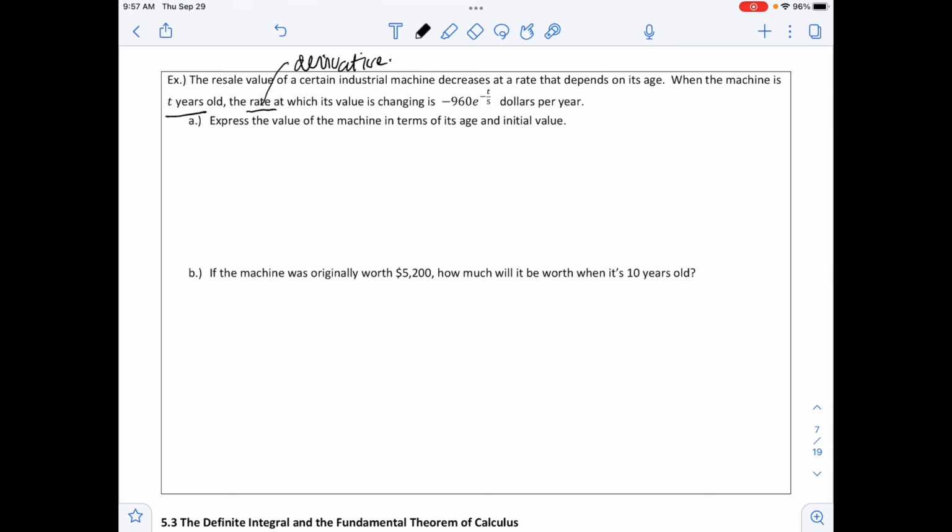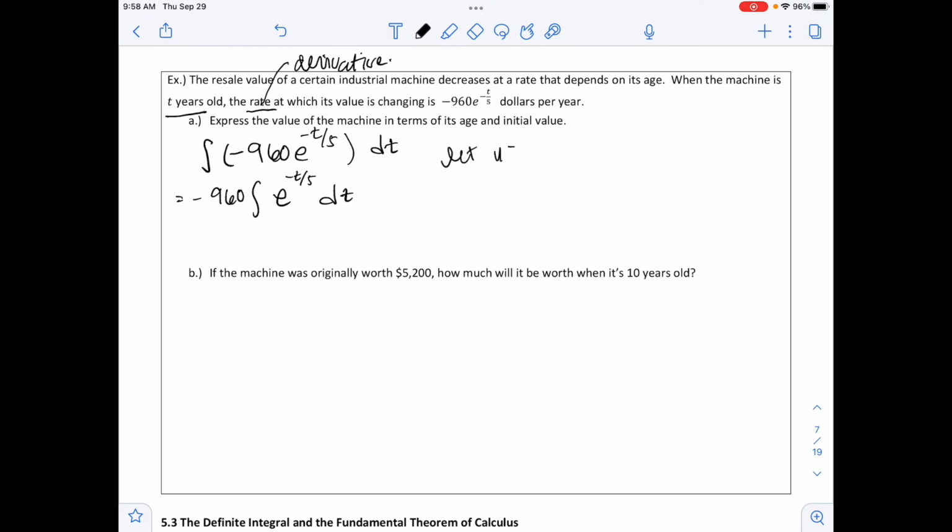So in order to get that original function, I'm going to need to integrate that rate, which was negative 960 e to the negative t over 5. And I'm integrating this with respect to time, t. So in order to do this, I'm going to go ahead and pull the negative 960 out. And I have e to the negative t over 5 dt, which I'm unable to integrate like this. And so we have an inside function, which is that exponent.